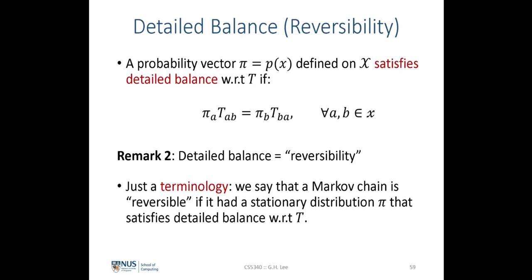This is just a terminology used to describe what I have described earlier on: starting from any state of probability pi a, after applying the transition matrix, I will be able to get to the next state, which is pi b. But applying pi b on the transpose of the transition matrix, which is T of ba, I will also be able to get back to the original probability distribution pi a, which is given earlier.